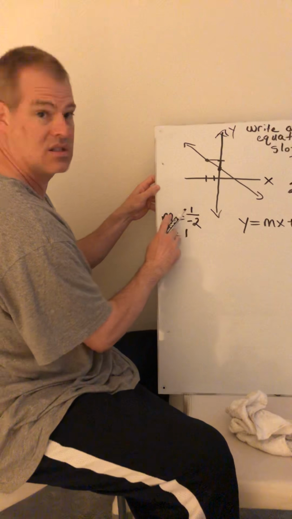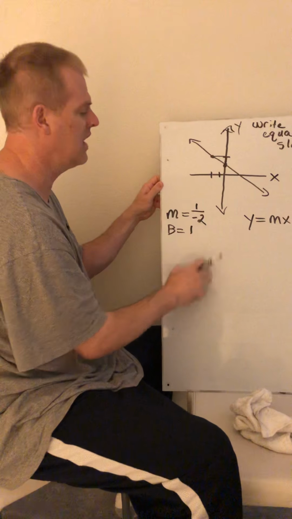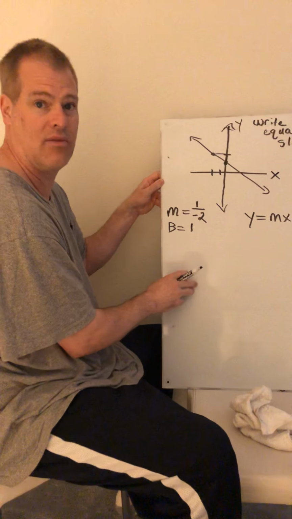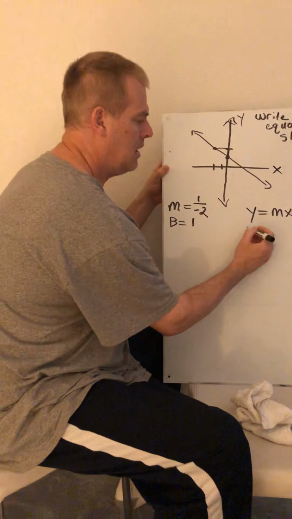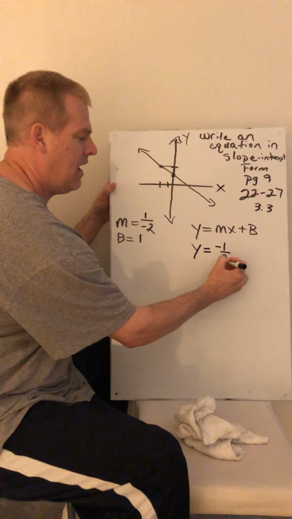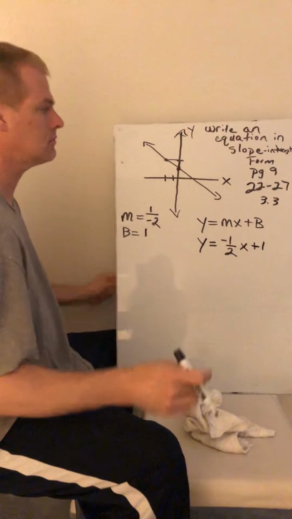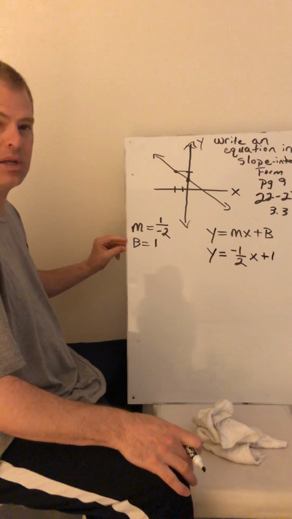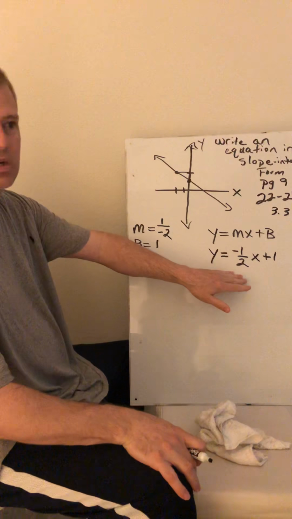Well, my first thing is to look at m. Can I change my m into a whole number? And if I divide this, 1 divided by 2, I get 0.5, negative 0.5. That means I have to leave it as a fraction. So when I write my equation, I'm going to write y equals negative 1/2 x, and then my b, plus 1. So for this graph, my m was negative 1/2 and my b was 1. I write the equation as y equals negative 1/2 x plus 1.